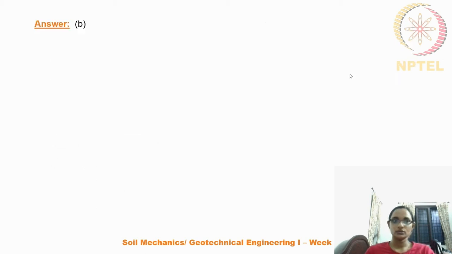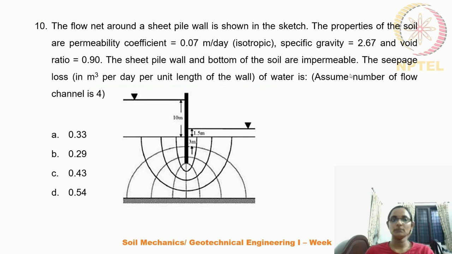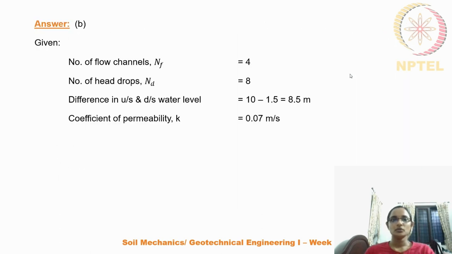So let's see how to solve. The correct option is option B, 0.29. So we are given number of flow channels as 4, number of head drops as 8, and difference in upstream and downstream water level, that is given in the figure actually. It is not mentioned in the question. So we have to deduct the upstream and downstream water level. So we get 10 minus 1.5, which is equal to 8.5.